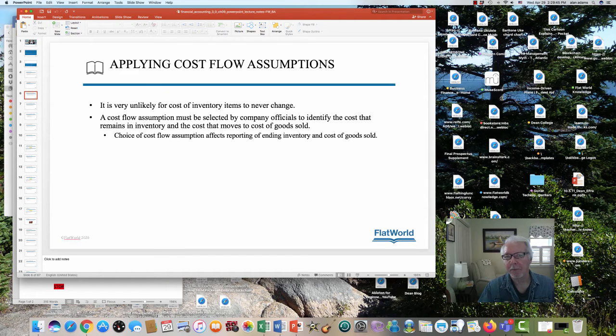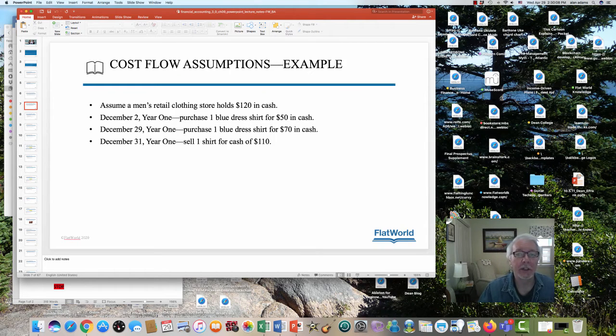Now remember, picture this as one big T account. You start with inventory, you add to inventory at cost. That's what you've got. One of two things happens. You sell it and it goes, or you still have it. That's like one big equation. What you have available to sell either is sold or it's not sold. How you price what you sell and what you don't sell is what this chapter deals with.